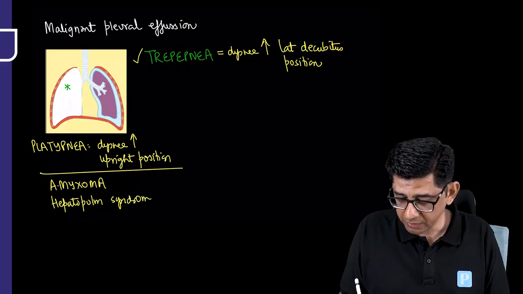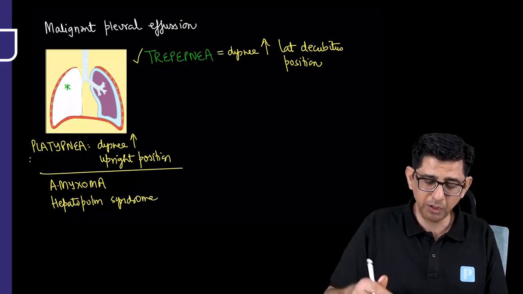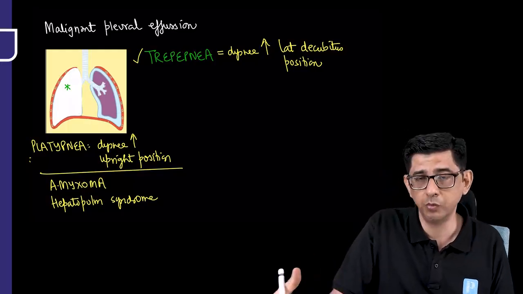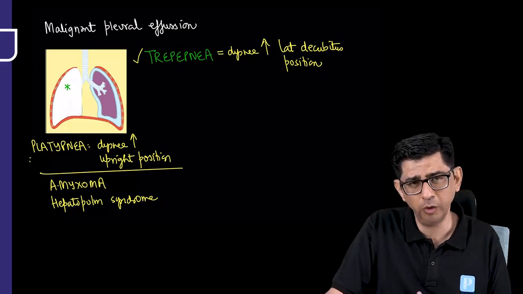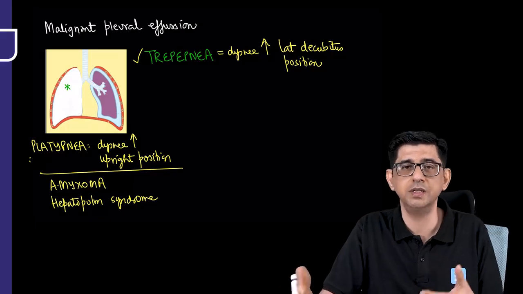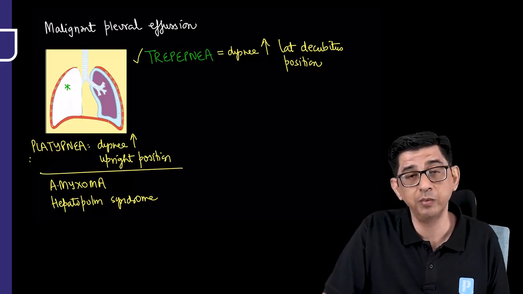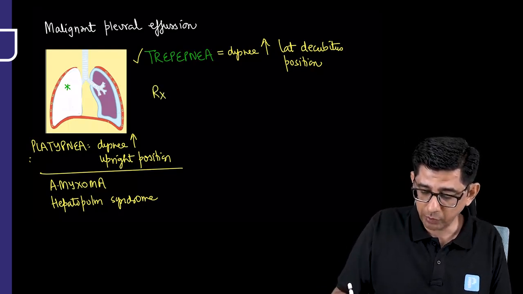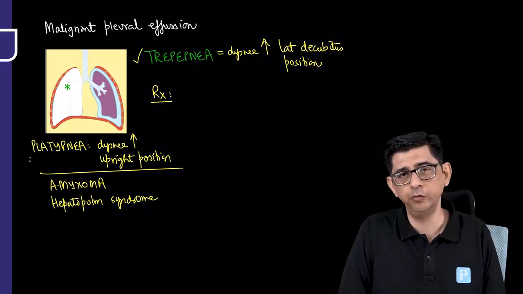So a bit of miscellaneous information at the moment. Platypnea is when the breathlessness worsens in upright position. Trepopnea is when the breathlessness increases in lateral decubitus, and then orthopnea you already know, right? Heart failure, that's the breathlessness that is accentuated in supine position. So malignant pleural effusion will cause this, and for treatment of this patient, I obviously will remove this fluid.